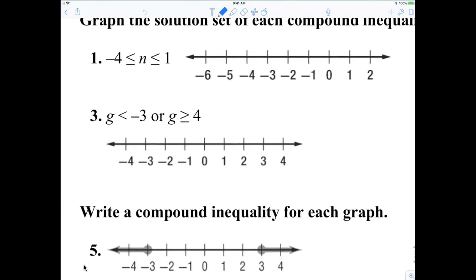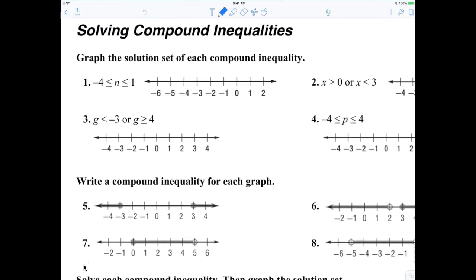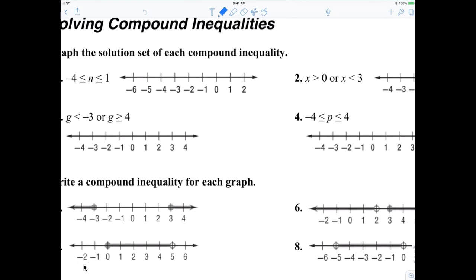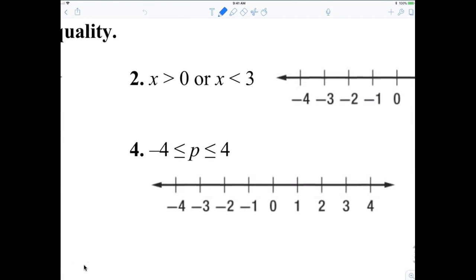Now what I want to do is start with question number 2. We'll do 2 and 3, and then I'll explain 1 and 4. I think they really should have started with 2 and 3, because those make the most sense. All right, so here we go.